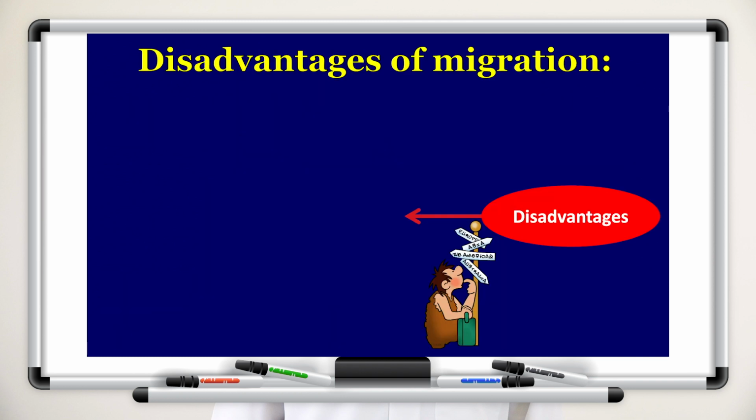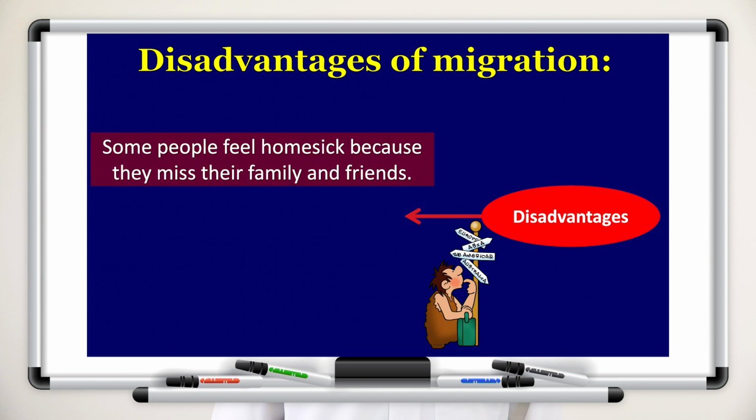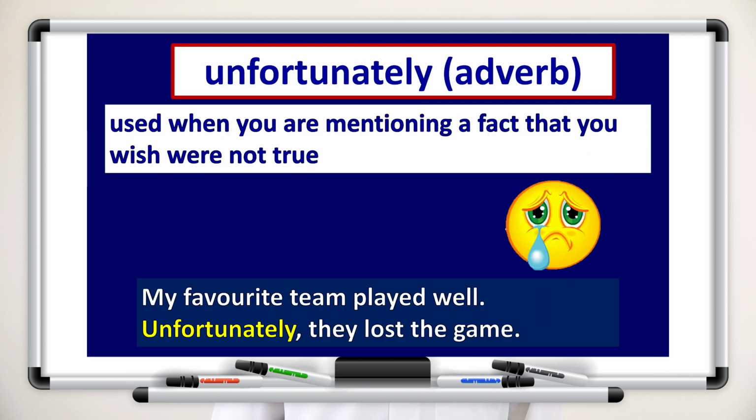Now, on the other hand, we have disadvantages of migration. Some people feel homesick because they miss their family and friends. Unfortunately means used when you are mentioning a fact that you wish were not true. Unfortunately, they miss their families. Or, my favorite team played well. Unfortunately, they lost the game.